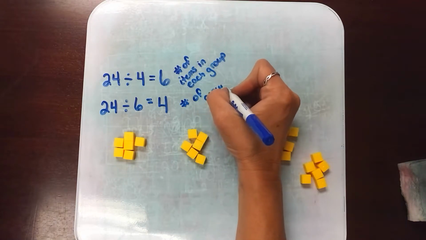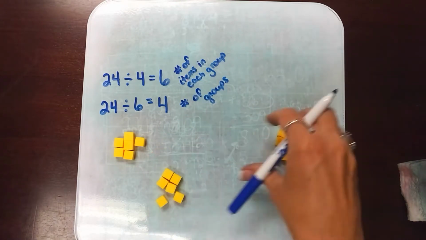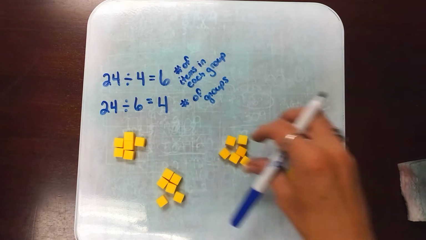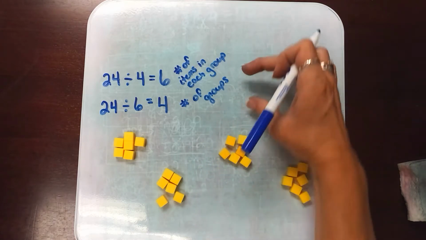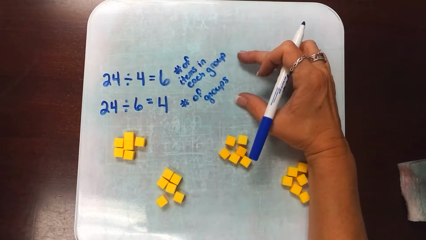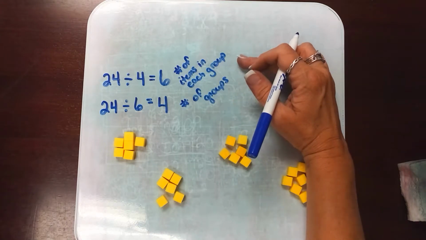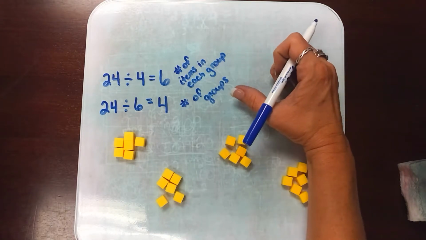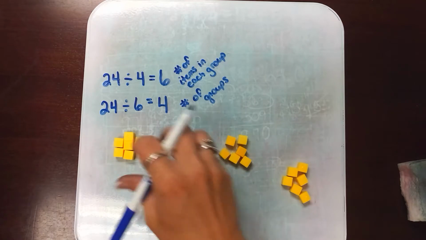When you're giving kids these contextual situations for them to do division with, make sure you're giving them both types of situations where they're looking for the number of items in each group and the number of groups.